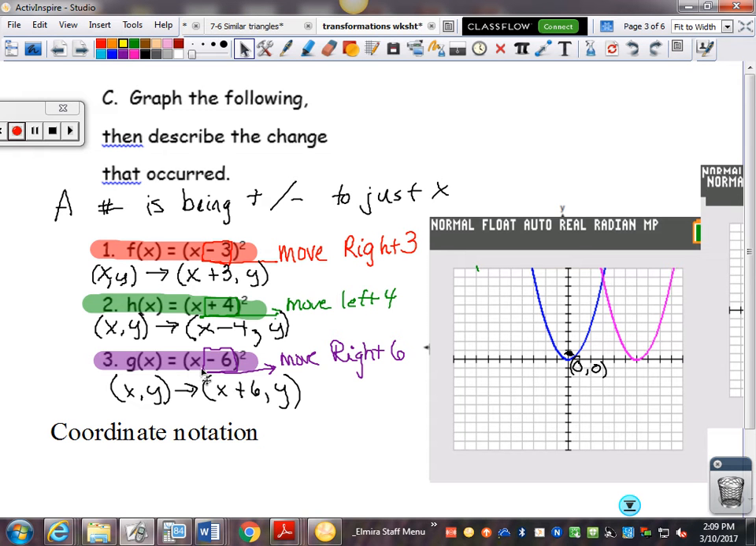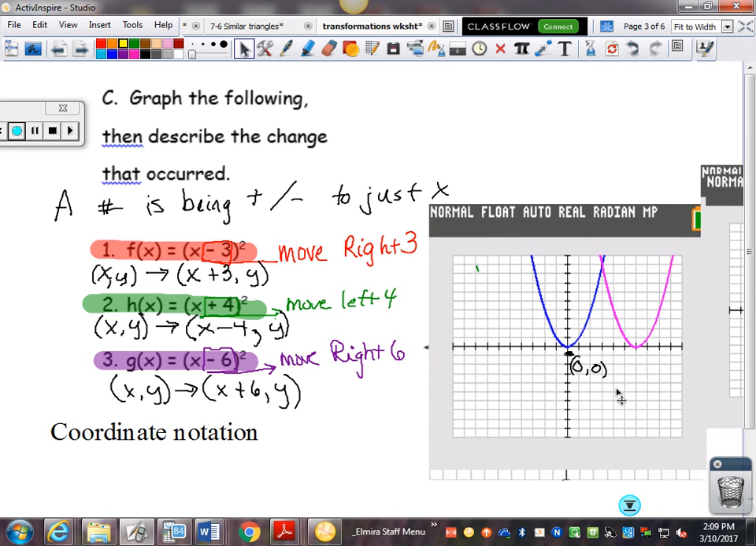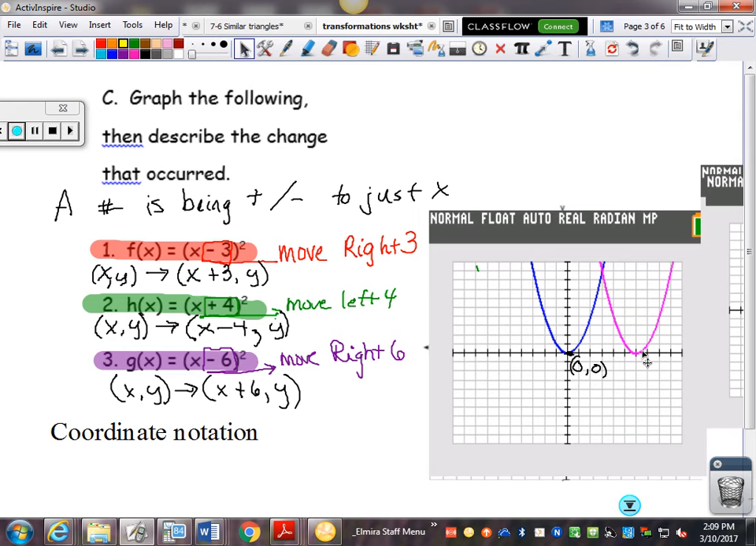And lastly, our third function, we have a minus 6. And you can see that the minus actually moved our vertex, our whole function, not just the vertex, the whole function to the right 6. And here's our coordinate notation for that.